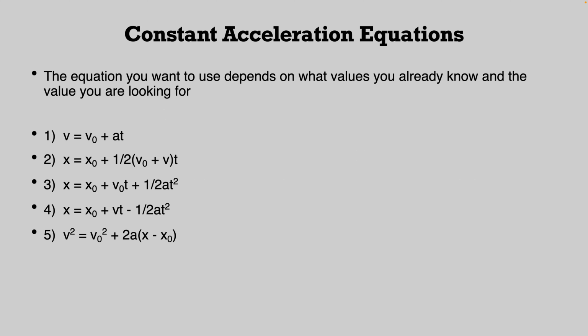So now that we know those, and you saw those symbols there, we can actually show the list of equations here. There's 5 of them, and the equation that you want to use will depend on what values you already know and the value you're looking for. You'll notice that none of these have all 6 values in them. In fact, the first one only has 4 of them in it, but most of them just have 5. So when we're solving problems, that'll be something important to note.